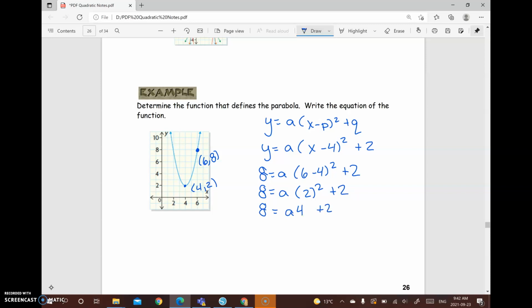Okay, so 2 squared is 4. I'm just going to rewrite it so that 4 is in front of the a. We always like to write it so that our number is in front of the a. And then I'm going to move over that 2 so I can get a by itself. And I get my a value is 3 over 2. So my final equation is y equals 3 over 2 times x minus 4 squared plus 2.